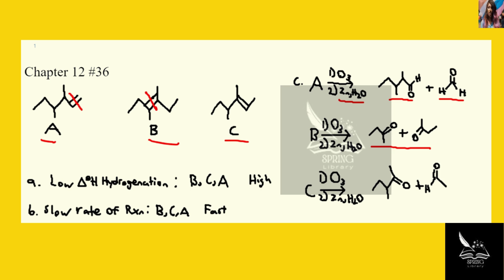And then for molecule C, if you draw a line through the double bond, again, you get these 2 molecules as your answer. So you get this ketone here, and you get this aldehyde. And so that is the answer to number 36.